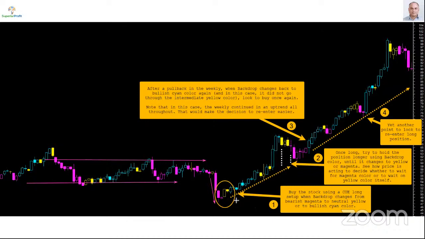So in this case, we are looking at the weekly chart, backdrop chart. We don't use traffic light for weekly because backdrop is specially fine-tuned for weekly interval.